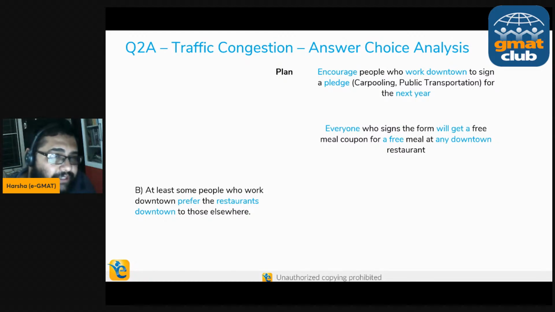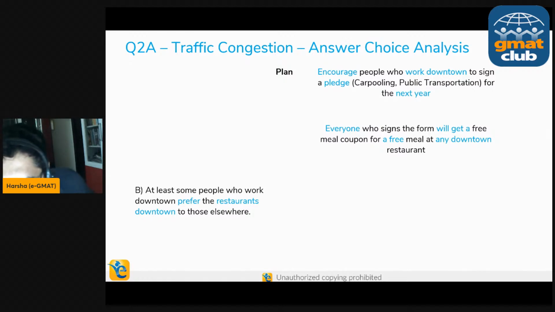Negation of everyone is at least one. So it's not many or most. Anuj, it's not many, it's not most, it's only some. So if you negate everyone, it means at least someone, at least one. So good question. I mean, good point, but you need to be extremely clear there.